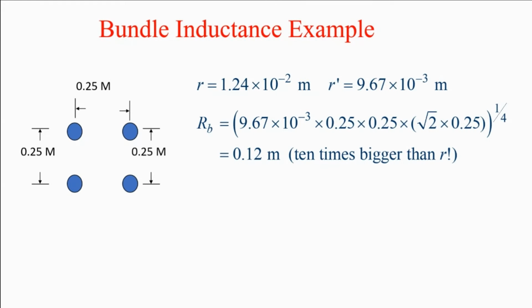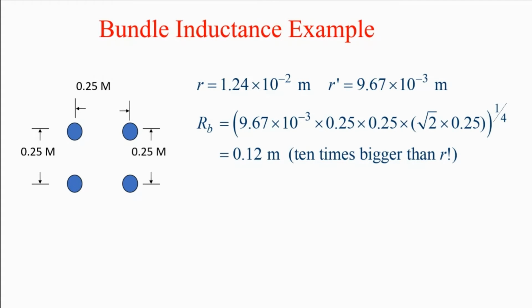Now if you focus on conductor number one, you have distance 0.25 to number two, 0.25 to number three, and you have the diagonal between one and four. The diagonal, you know, will be multiplied by square root of two, or by Pythagoras or whatever. The diagonal of 0.25 and 0.25 is as if you are multiplying by square root of 2 because it's 45 degrees. So you will be getting RB, the geometrical mean radius. It's 0.12 meter.